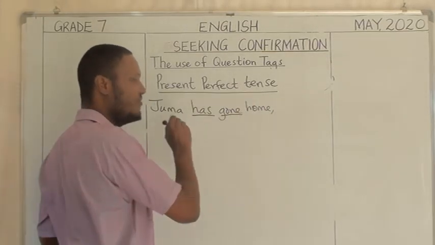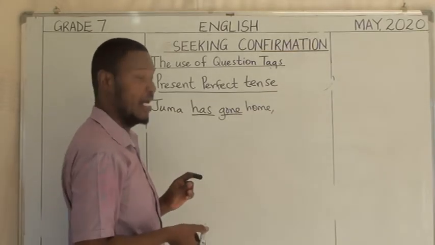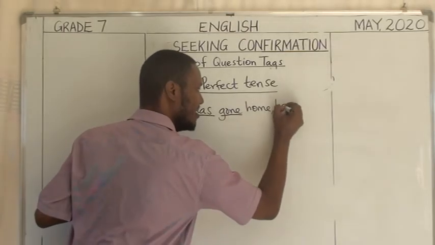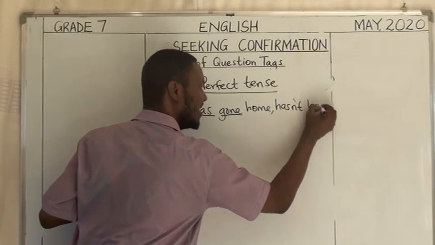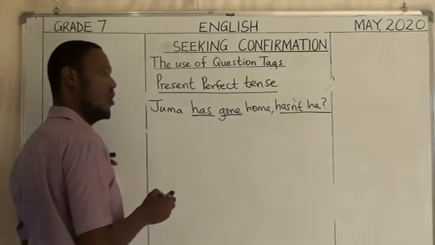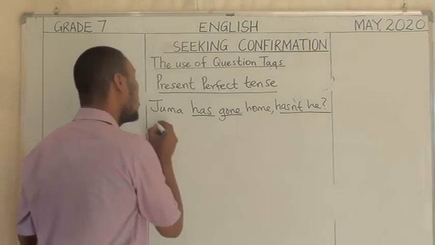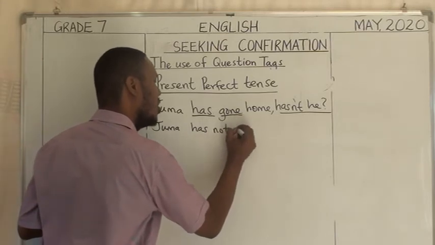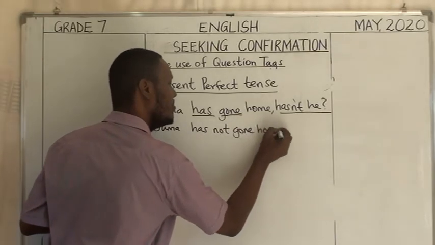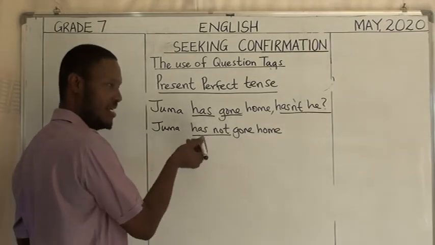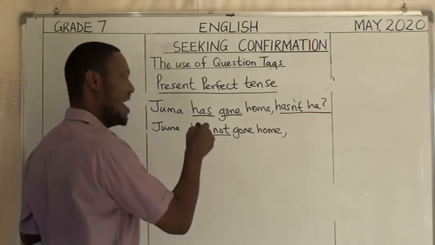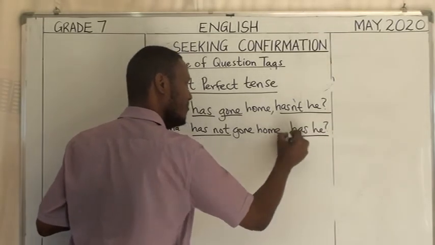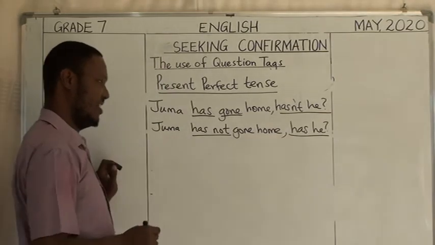Now we have to change this one into a negative question type. So Juma has gone home, hasn't he? Juma has not gone home. This is negative because of the word not, as a negative word. So, Juma has not gone home, has he? Okay, this is present perfect tense.